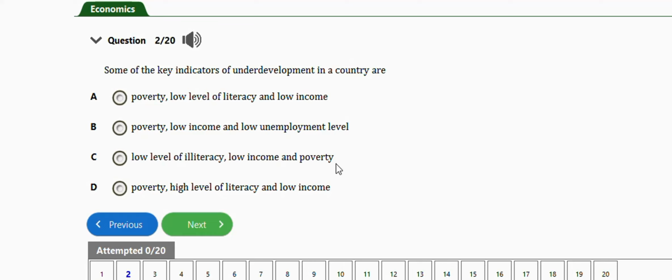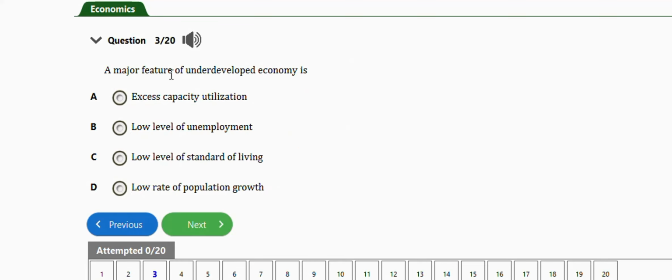The next question will be this one. It says a major feature of underdeveloped economy is we have excess capacity utilization, low level of unemployment, low level of standard of living, we have low rates of population growth. So guys, the right answer to this question is option C, which is low level of standard of living. So that's a major feature of underdeveloped economy.